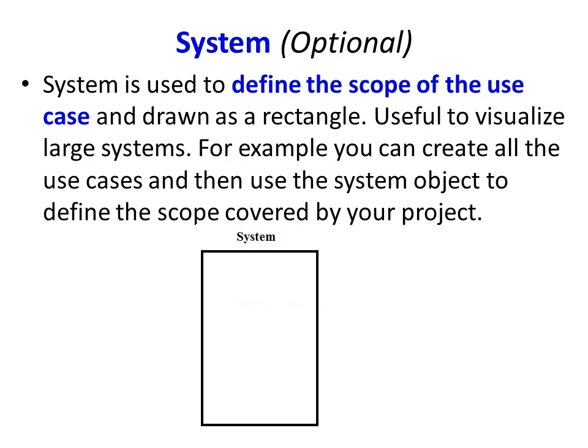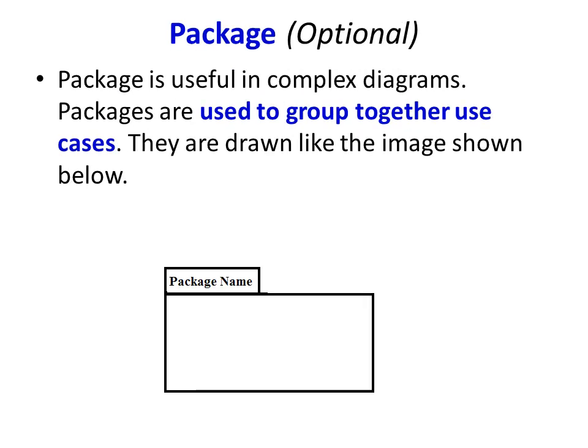This is a system, and as I said earlier, it's optional. We use it just to define the scope of the use case, and it's like a rectangle, and it's used when the system is very large. And the package, I think we use it to group the related subsystems together and so on. It's optional like the system. It's used in complex diagrams, and we use it to group the related use cases.